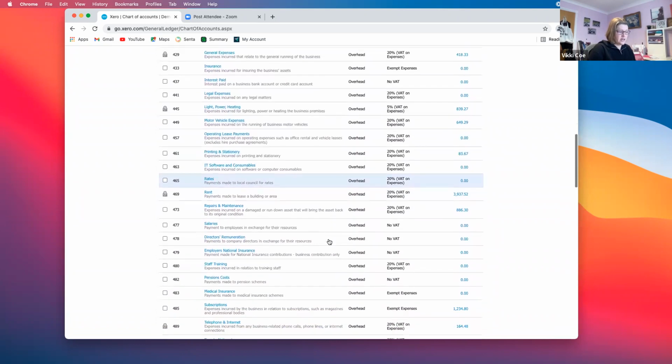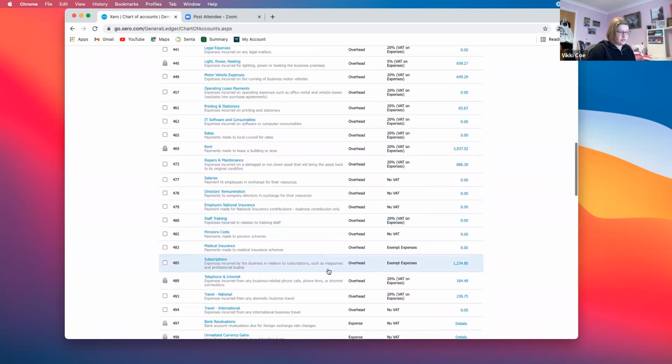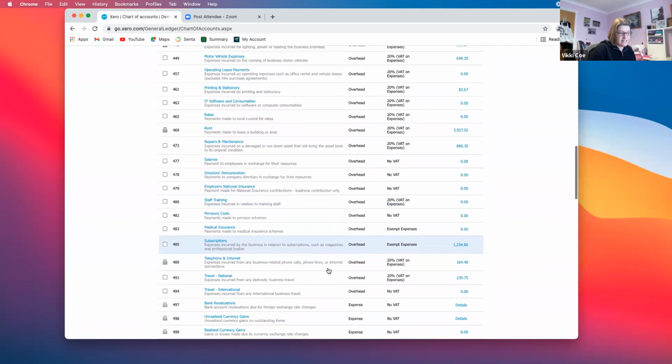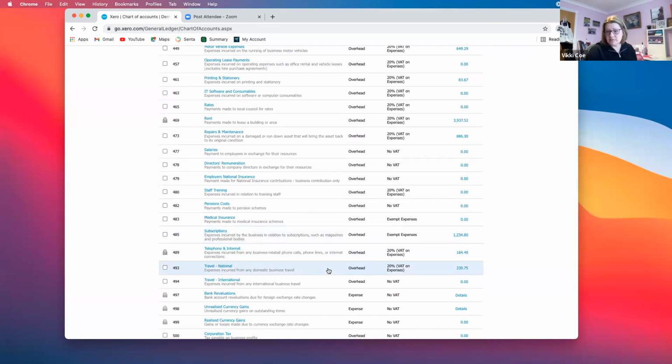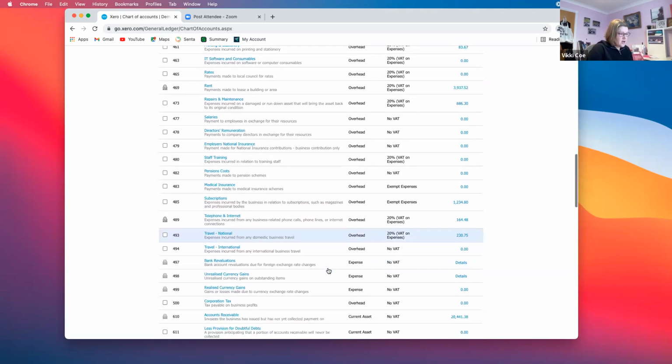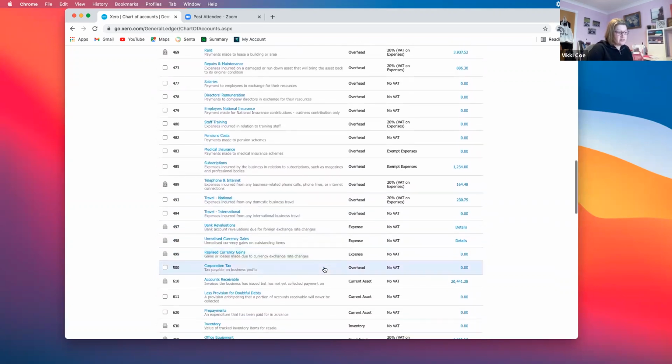If you would like any extras added, or any renamed so that you know a little bit more what they mean, then give us a shout and we can do them for you. And then expenses. As far as Xero is concerned, it treats expenses and overheads in exactly the same way.